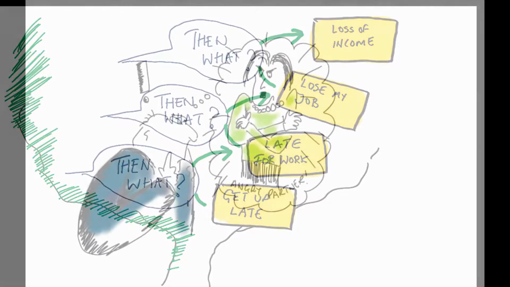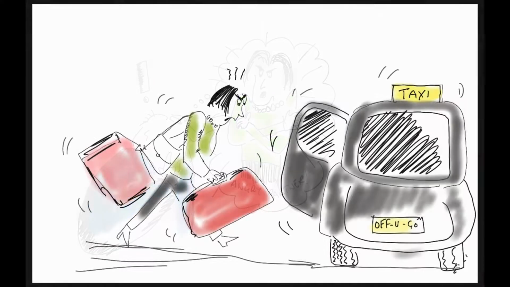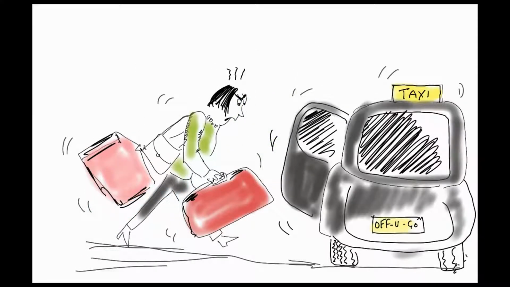Another symptom might be that your partner gets incredibly annoyed with you. So you would think of the consequences of that in the same way, saying, "Then what?" and so on. It is sobering to think what a broken alarm clock may lead to.